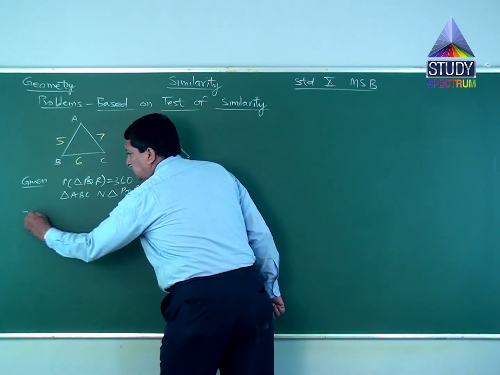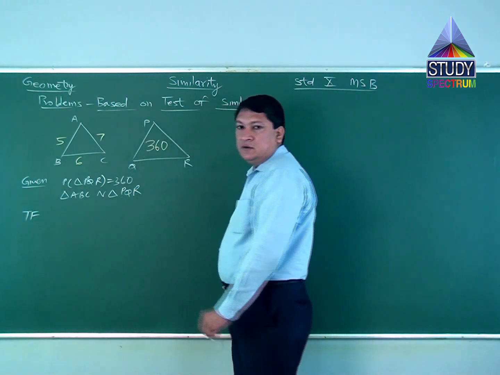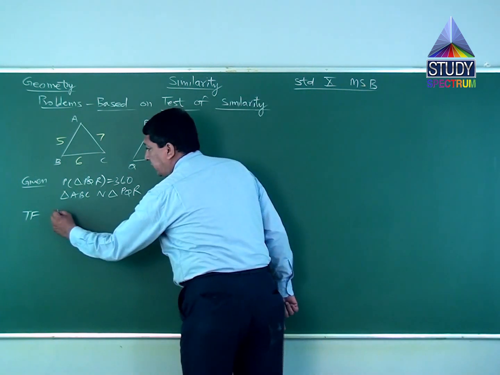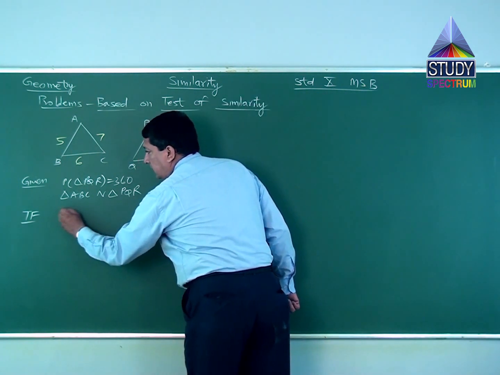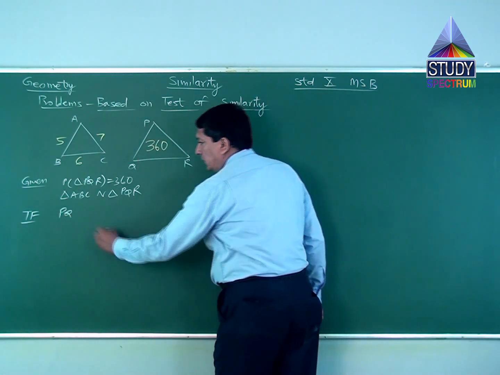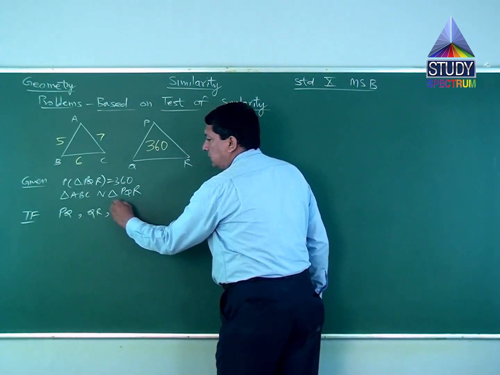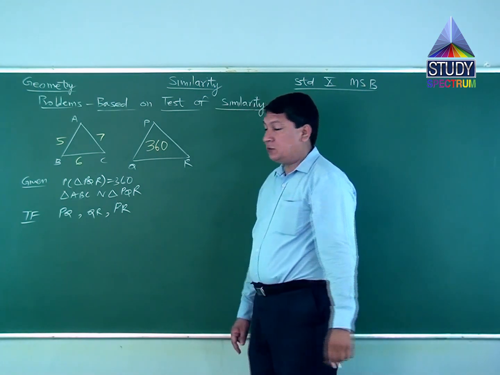Say a question is asked to us. Find out the sides of triangle PQR. So we need to find side PQ, side QR, side PR. These three sides we need to find out.